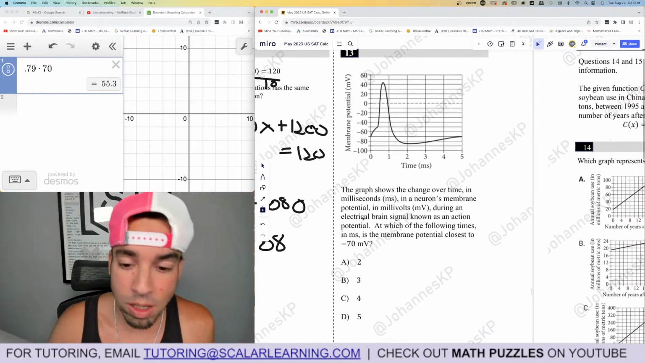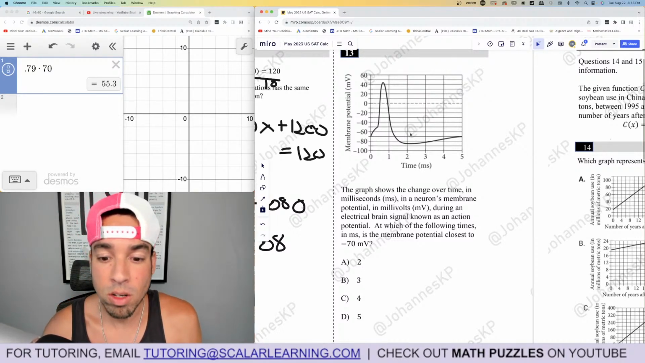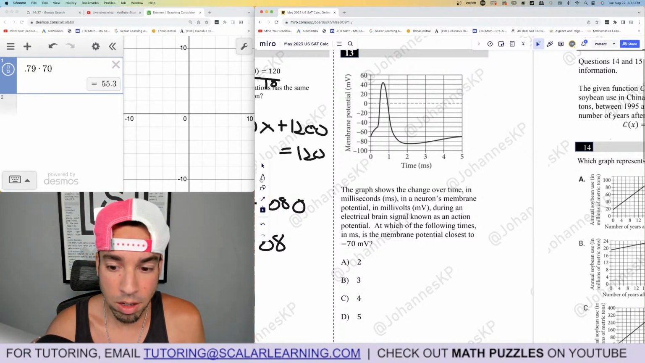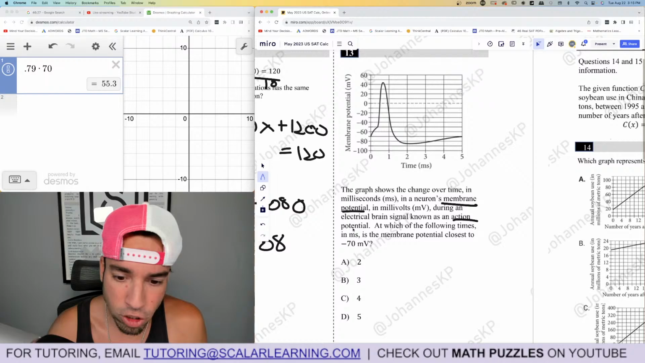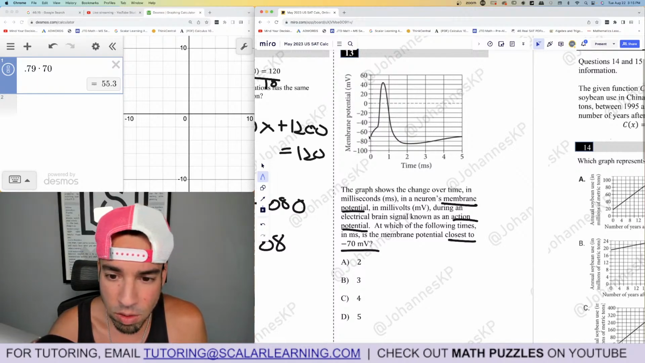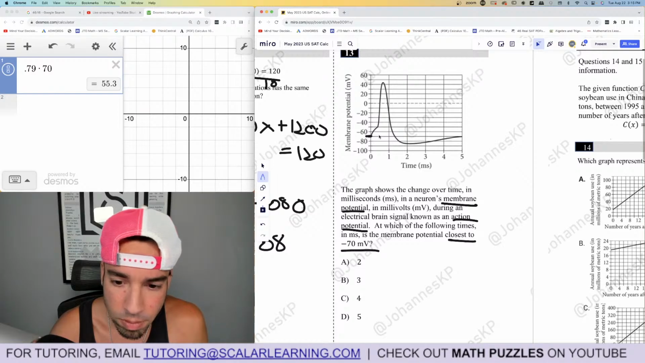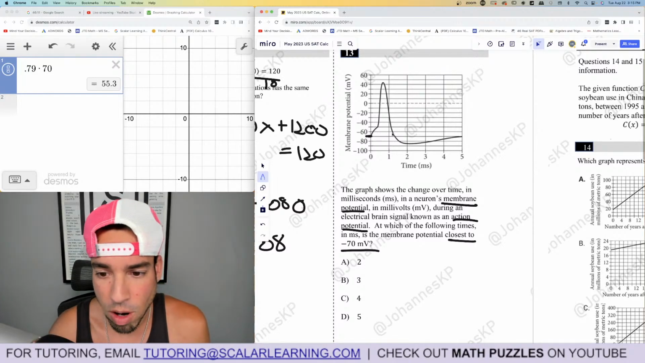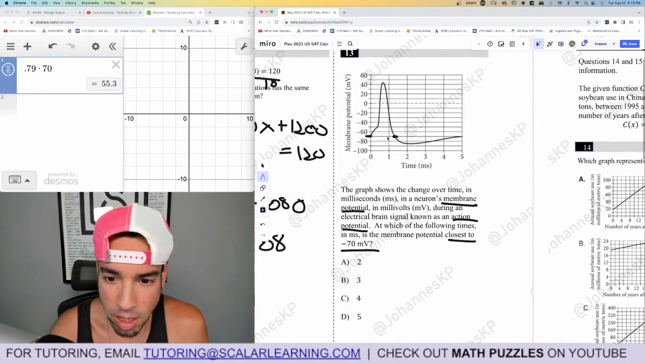The graph shows the change over time in milliseconds in a neuron's membrane potential during an electrical brain signal known as an action potential. At which of the following times in milliseconds is the membrane potential closest to negative 70? Membrane potential, negative 70. Well, 0, but that's not there. This is just reading a graph. I see it here at negative 70, which is 1.1.